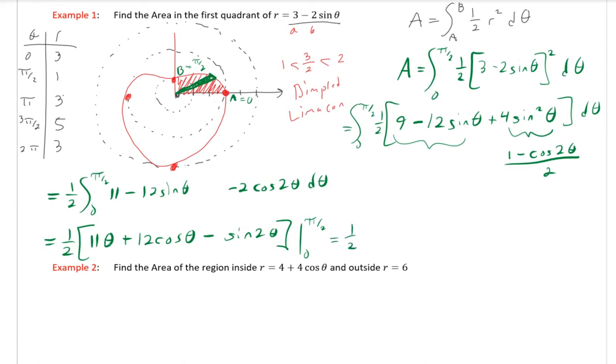If we evaluate this, first with pi halves, we get 11 pi halves plus 12 times cosine of pi halves, which is 0, minus sine of 2 times pi halves, which is sine of pi, which is also 0, minus, we have the rest, 0, plus 12 of cosine of 0. Careful, cosine of 0 is actually 1, so that's plus 12. But sine of 0 is 0.